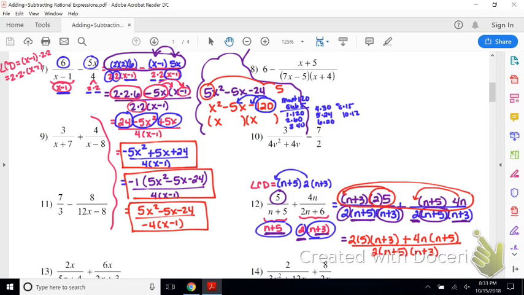And then we're going to simplify. So I know that 2 times 5 is 10, and we're going to distribute that. So we have 10n plus 30. I'm going to distribute this positive 4n. So I get positive 4n squared plus 20n, all over my least common denominator.